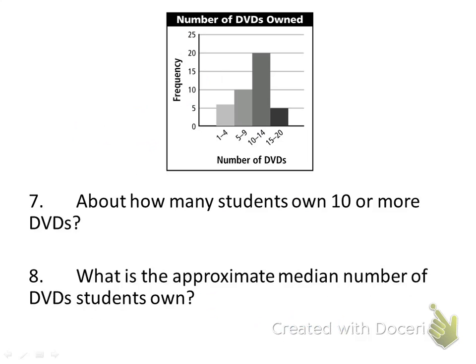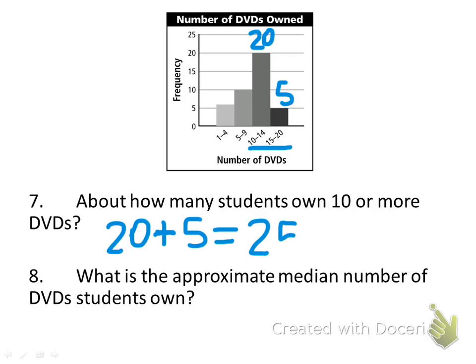Number 7, how many students own 10 or more DVDs? Well, looking at this chart, we can see that 10 or more DVDs, if we add them, 20 and 5, 20 plus 5 is 25.